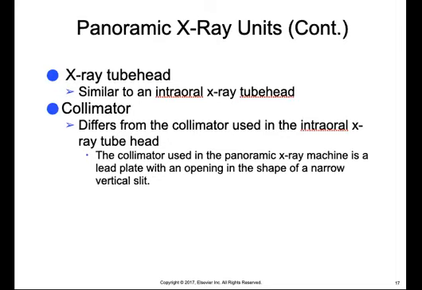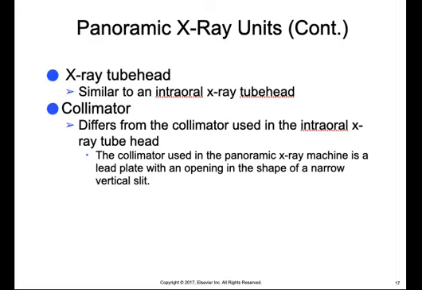Like I said before, the X-ray tube head is similar to the intraoral tube head. The only difference is you can't adjust the tube head on the panoramic X-ray. It's fixed. And the collimator differs from the collimator used in the intraoral X-ray tube head, such that the collimator used in the panoramic X-ray machine is a lead plate with an opening in the shape of a narrow vertical slit. The collimator in the intraoral X-ray tube head, the tube head that you use to take X-rays in the classroom, has a wide circular opening.